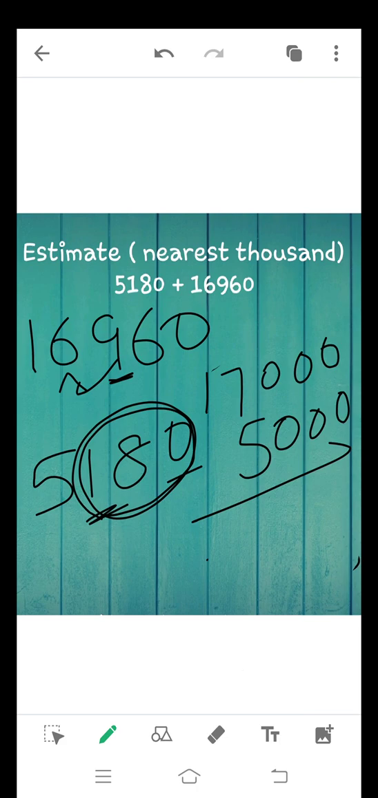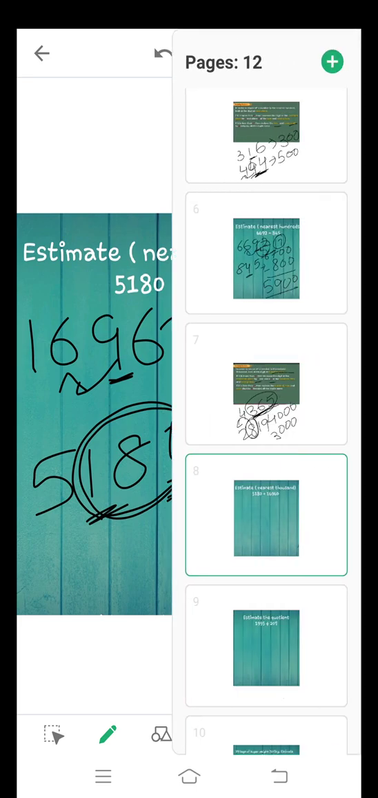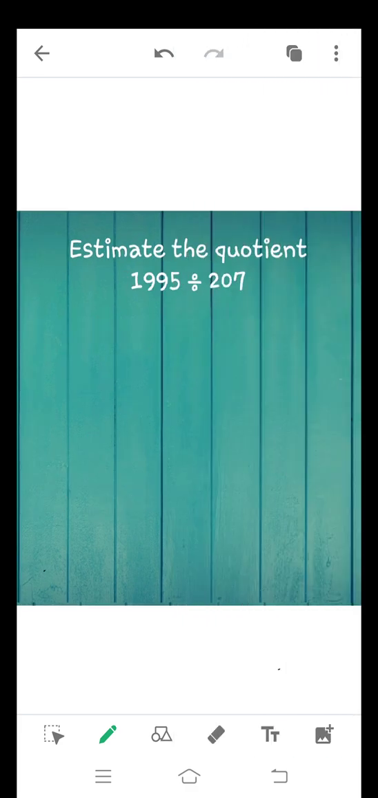Now add both the numbers. 0 0 0. 7 plus 5 is 12. 1 carry. 1 plus 1 is 2. It is 22,000. Now see one more example.